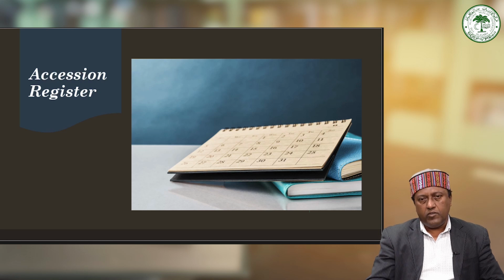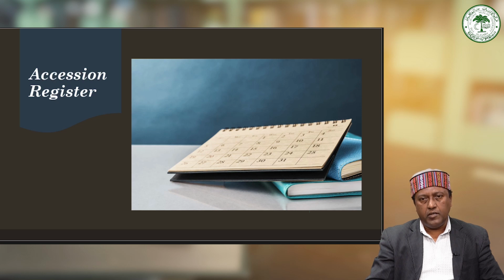Basically, the accession register serves as a comprehensive record of all the materials acquired by the library, and each entry typically includes details such as the accession number, title, author or editor. If the document is an edited one, then one has to enter the editor, then publication date, publisher, edition, and format. Format means whether it is a book, a journal or a DVD, and any other relevant information.